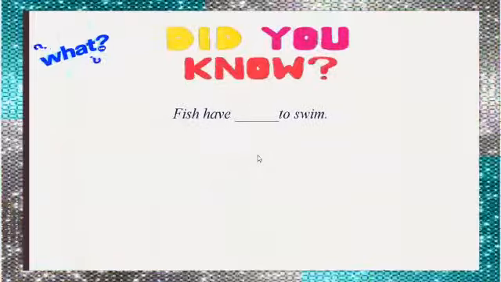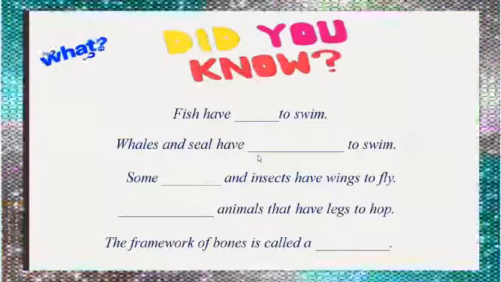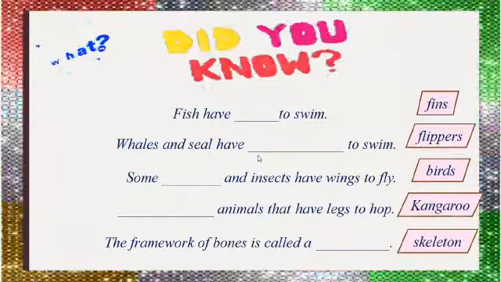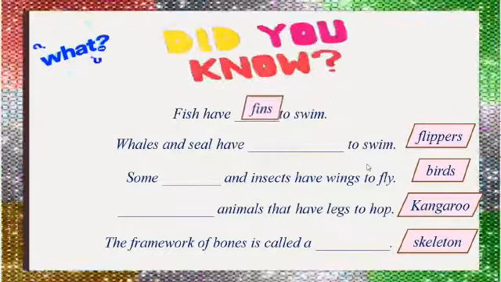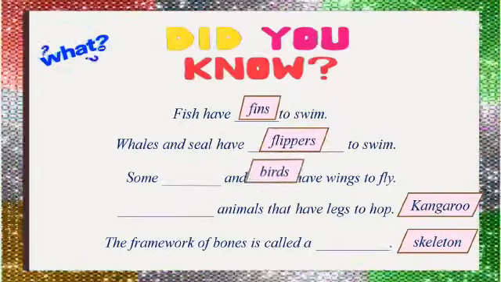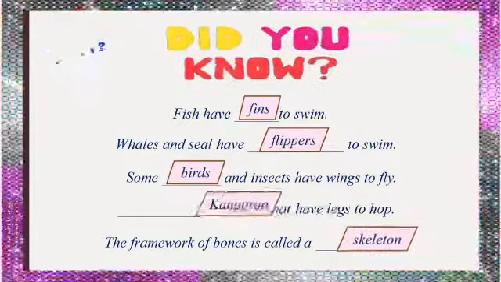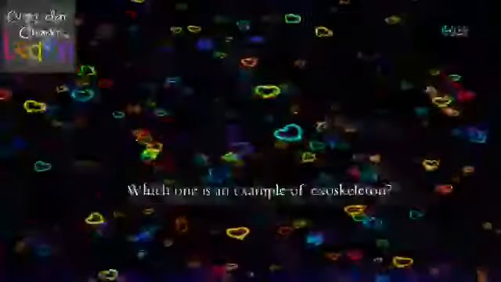Now, did you know, students? Fish have dash to swim, whales and seals have dash to swim. Some birds and insects have wings to fly. Dash animals that have legs to hop. The framework of bones is called dash. So these are the answers. Fish have fins to swim. Whales and seals have flippers to swim. Some birds and insects have wings to fly. Kangaroo animal that have legs to hop. The framework of bones is called skeleton.